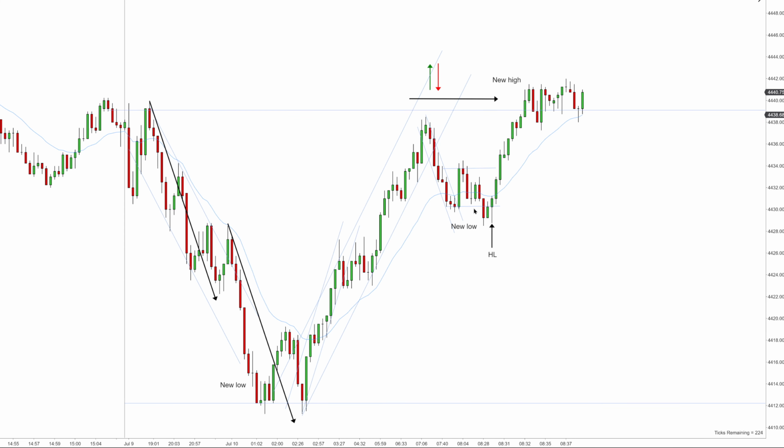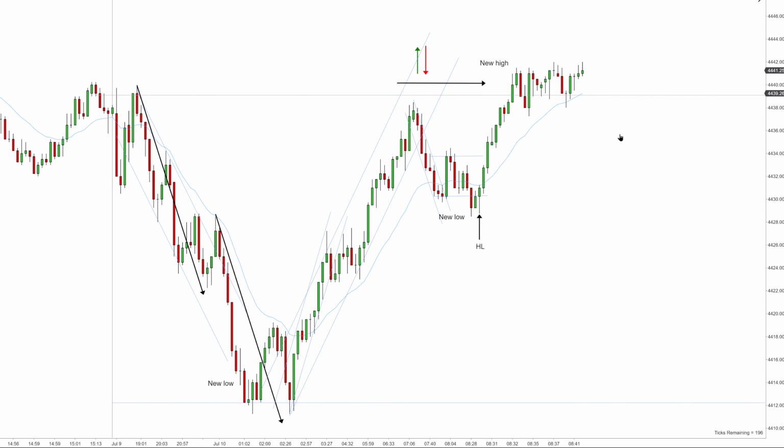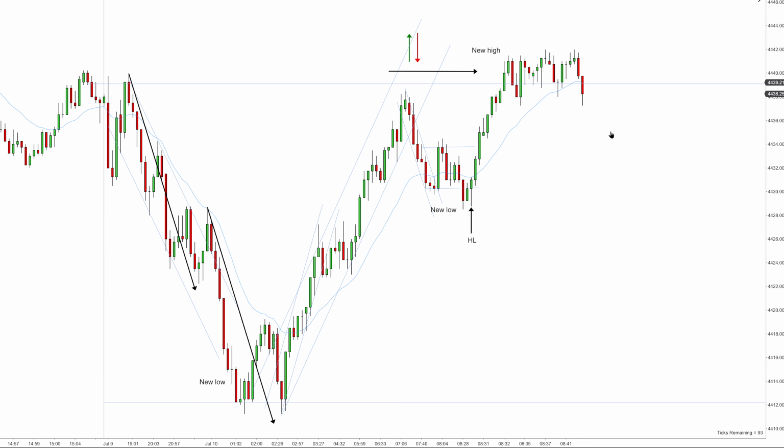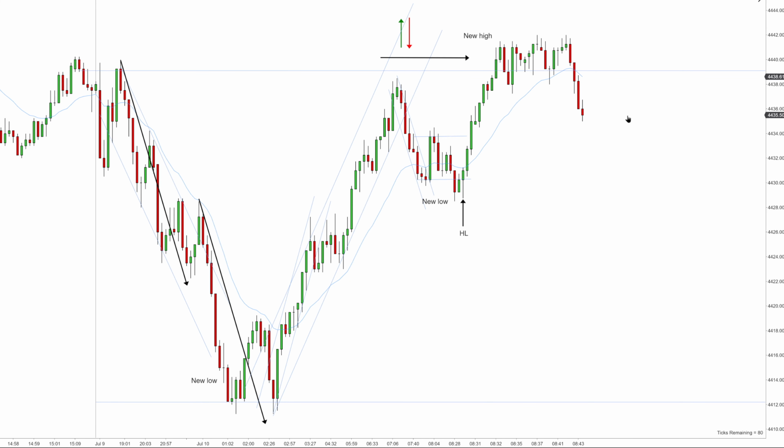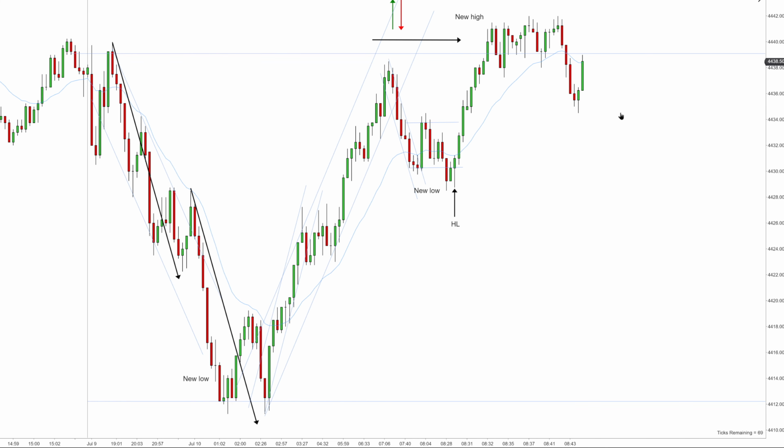I don't want to go long because you just have a break of a new high. You know, I can't really sell. This is just a no trade zone. Just be patient. Don't get lured into taking setups just because you think you have to take a setup. It's okay just to wait for the market to offer you something clear.